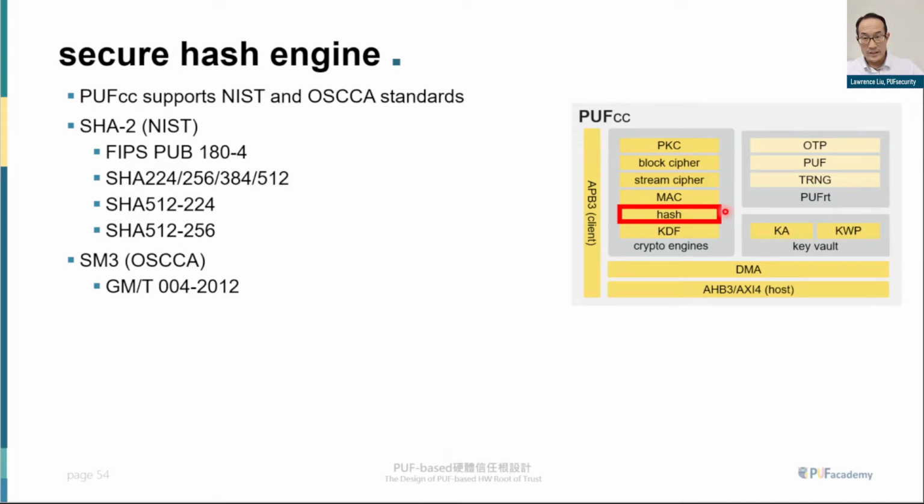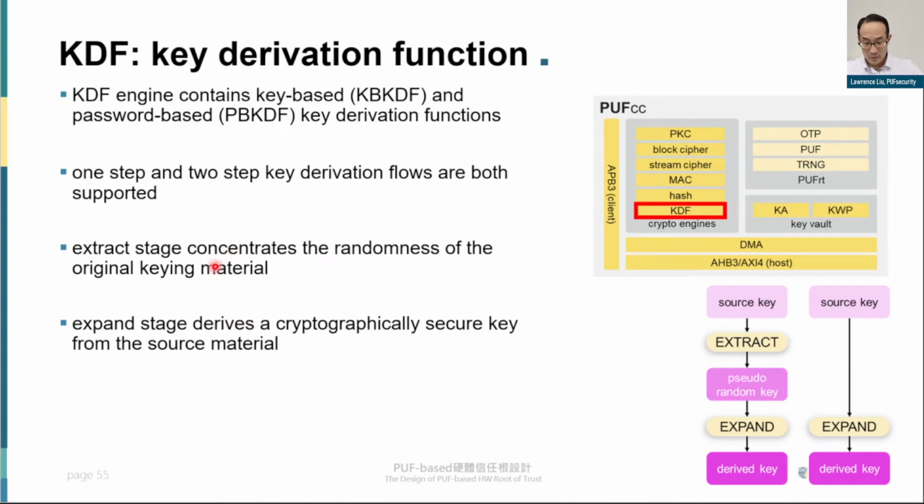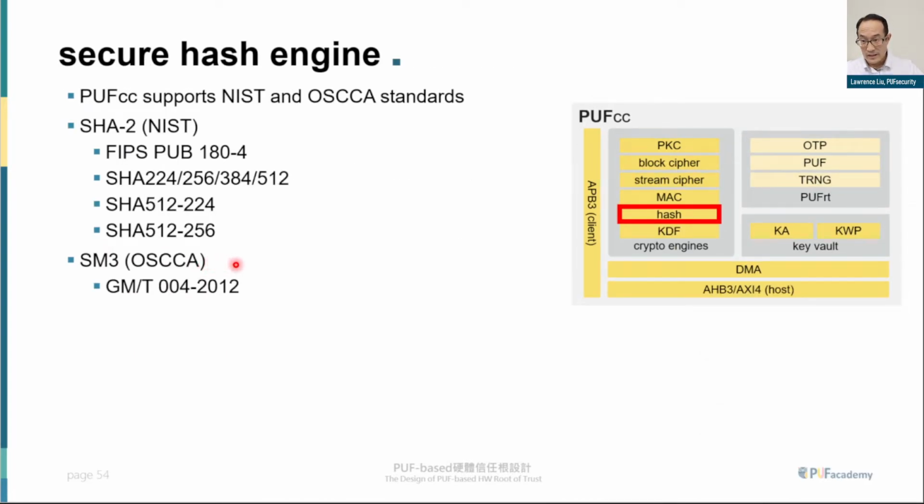And talking about the hash engine, here we have the hash engine block, which PUFcc as well supports the US and China standards. US standard SHA-2, as detailed in the FIPS Publication 180-4 document, supporting 224, 256, 384, and 512, as well as the 512 variants, 512-224 and 512-256. And SM3 is detailed in the document here, GM/T 0004 version from 2012.